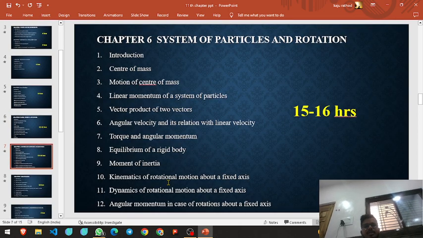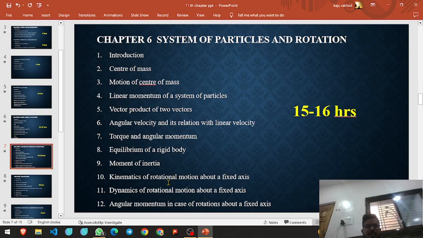Our next chapter is system of particles and rotation. We are studying in this chapter the center of mass, motion of center of mass, linear momentum of a system of particles, vectors, and the product of two vectors. There is also the moment of inertia, and some other concepts we are going to study. The estimated time for that is about 15 to 16 hours.